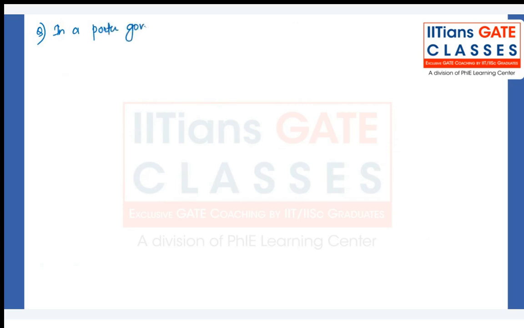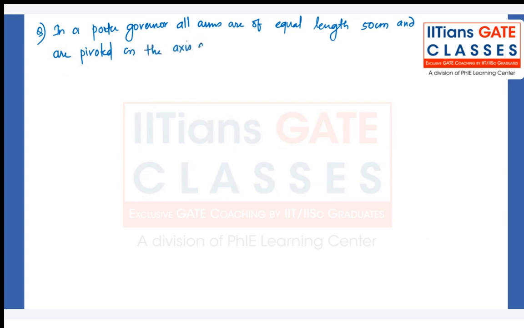In the Porter governor, all arms are of equal length and are pivoted on the axis of the spindle. The ball mass each is 1 kg and the top sleeve is 20 kg.